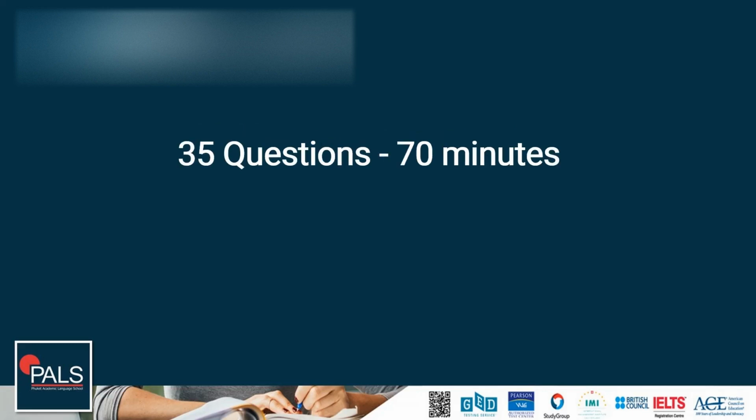The Social Studies component has 35 questions and you're allocated about 70 minutes. That gives you roughly 2 minutes per question, but that's not only for the question, you also have to read and analyze the passages or the graphics.